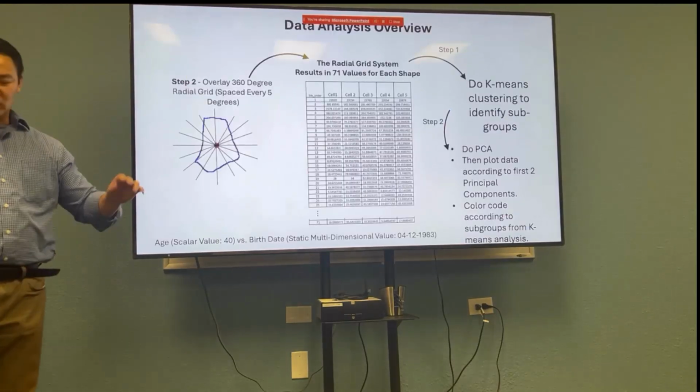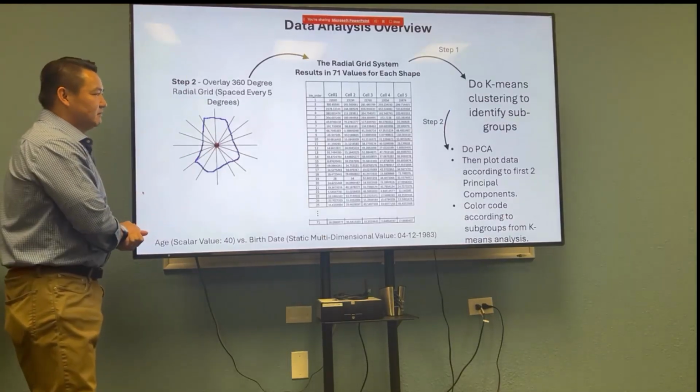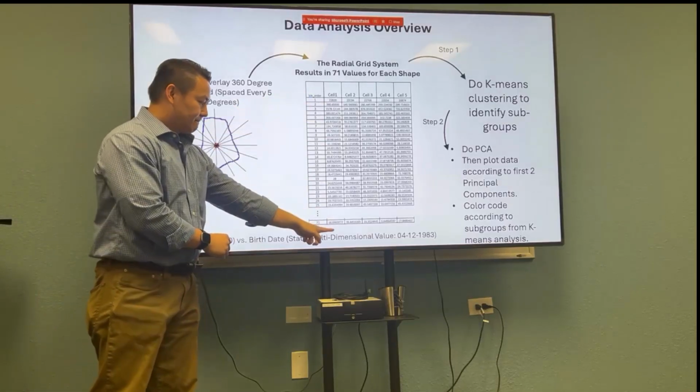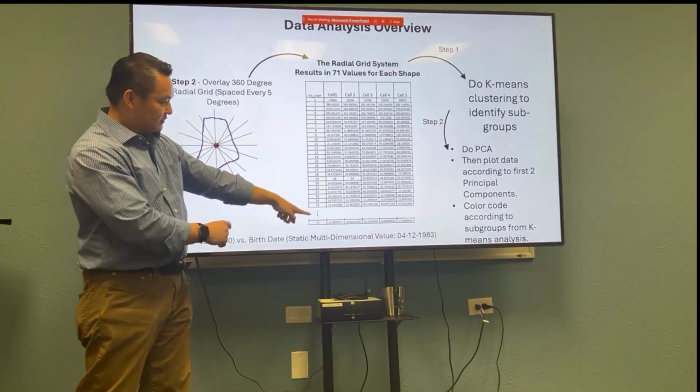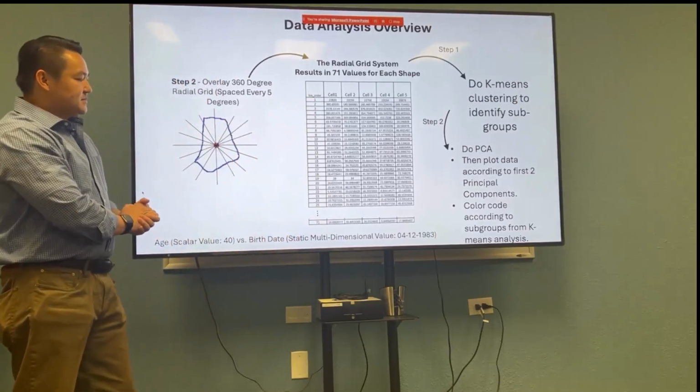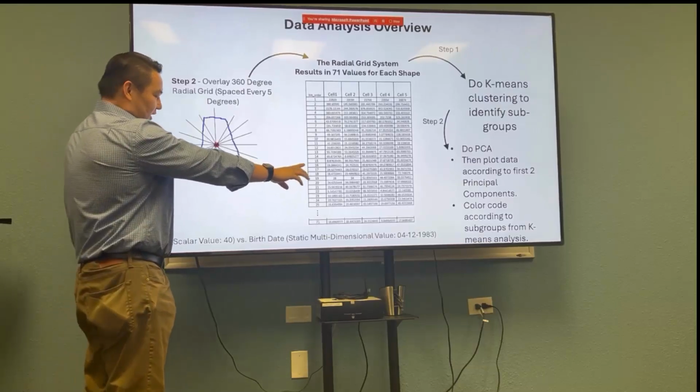All right, so when we measure shapes in this radio grid system, the output is 71 numbers. Okay, so every shape is represented by 71 numbers, these 71 bins, those little bars. Okay, and so this is multidimensional, right?